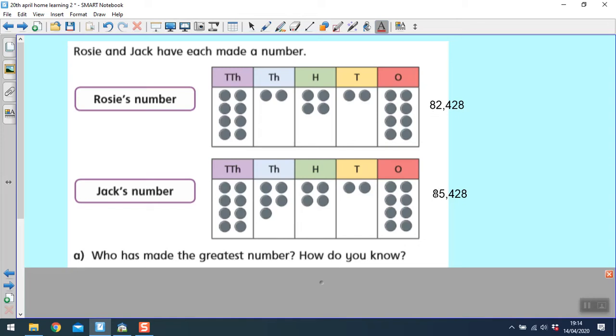So because both numbers have got 5 digits, we'll look at the first digit first. They've both got 8 tens of thousands. So now move on to the second digit. This one's got 2,000, but this one's got 5,000, which means that 85,428 is the biggest number. And for an explanation, we could say 85,428 is the biggest number because although they both have 8 tens of thousands, Jack's number has got 5,000, which is bigger than 2,000.